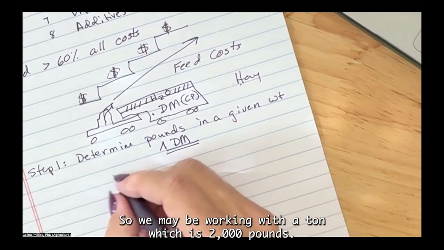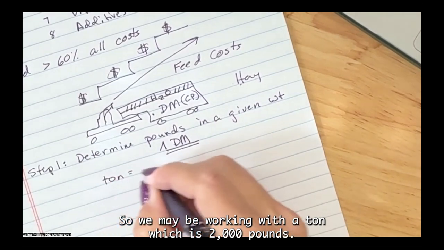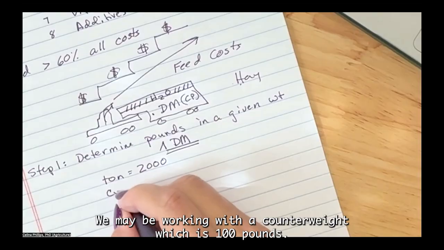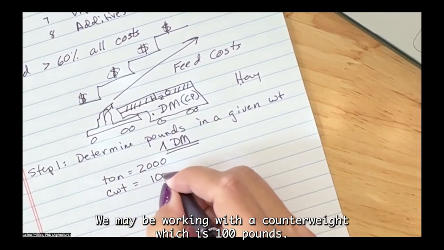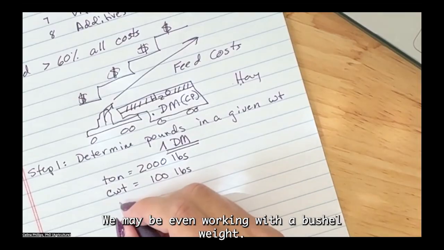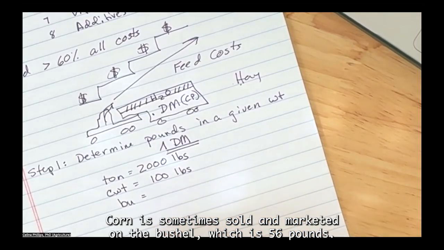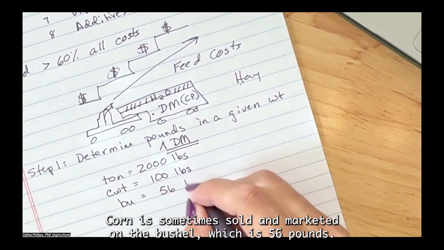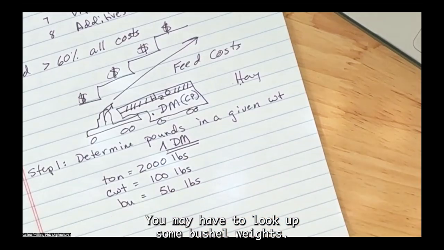Okay, so we may be working with a ton, which is 2,000 pounds. We may be working with a hundredweight, which is 100 pounds. We may be even working with a bushel weight. Corn is sometimes sold and marketed on the bushel, which is 56 pounds. You may have to look up some bushel weights.